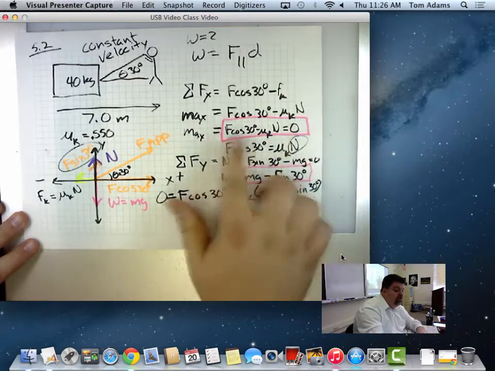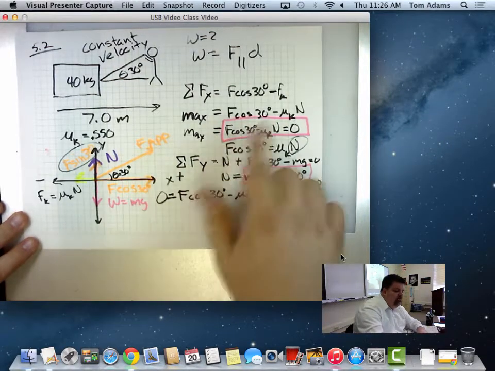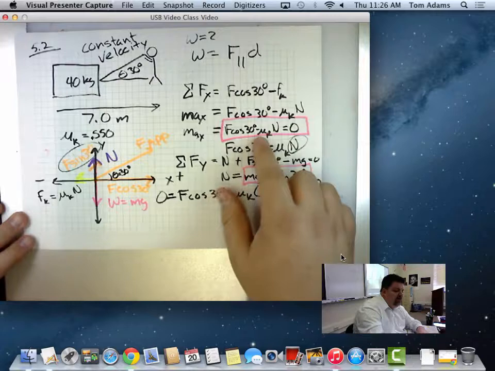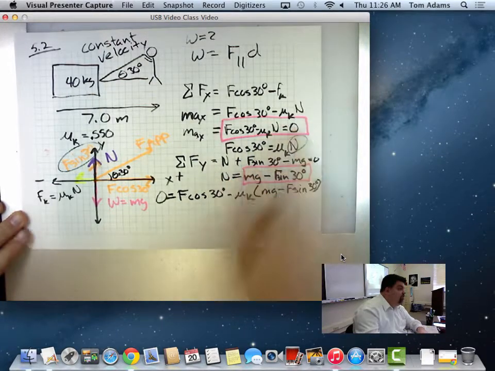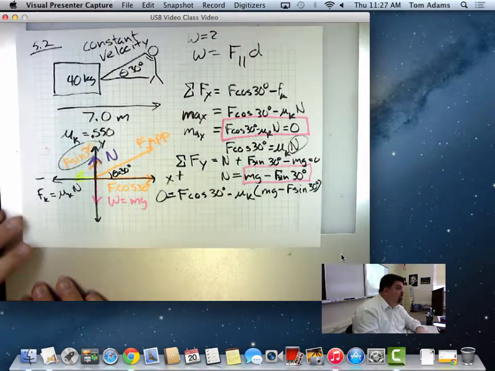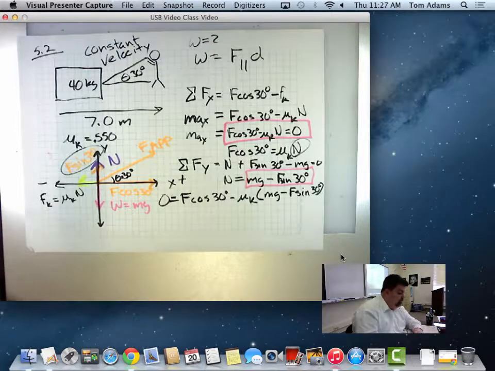Are we good? Do we see how the applied force times cosine of 30 minus mu sub k times the normal force equals 0? If not, raise your hand. Let me know. That's why we're doing this. Yes? Okay, so what is it that you don't get?